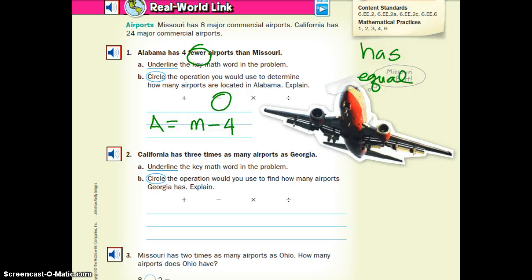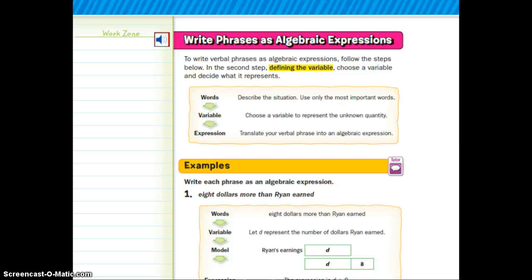California has 3 times as many airports as Georgia. So again, circle the key math word, that would be multiplication. California has 3 times the number of airports of Georgia. Alright, so again, I take the words and I put them into an expression, but in this case equations, because I have the word has, which means I can make an equal sign. Alright, let's keep going.